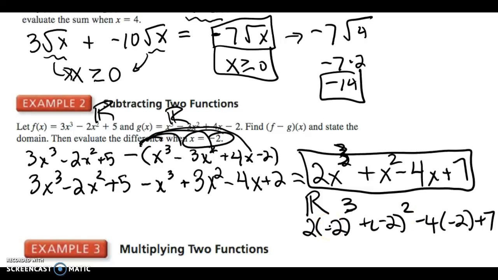So negative 2 cubed is negative 8, times 2 is negative 16, negative 2 squared is 4, negative 4 times negative 2 is 8, plus our 7. Then you can add: this would be negative 16, and then add across, we get negative 12, negative 4 plus 7, you'll get an answer of 3.